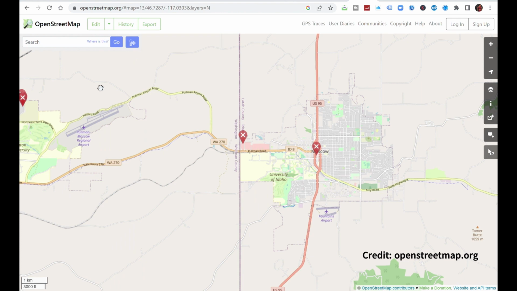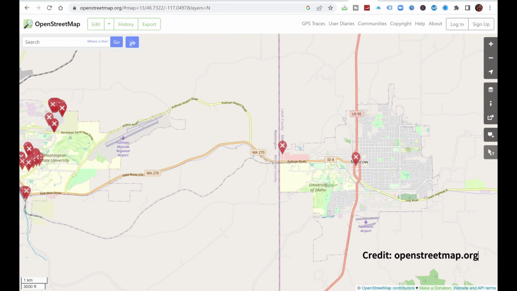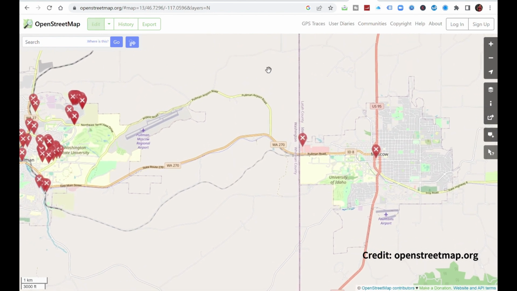And as I was just talking about, you can see that property line, or state line. So there on the left, you have Pullman, that's in Washington State. Then you have the line here that I was just referencing, and then you have Moscow.